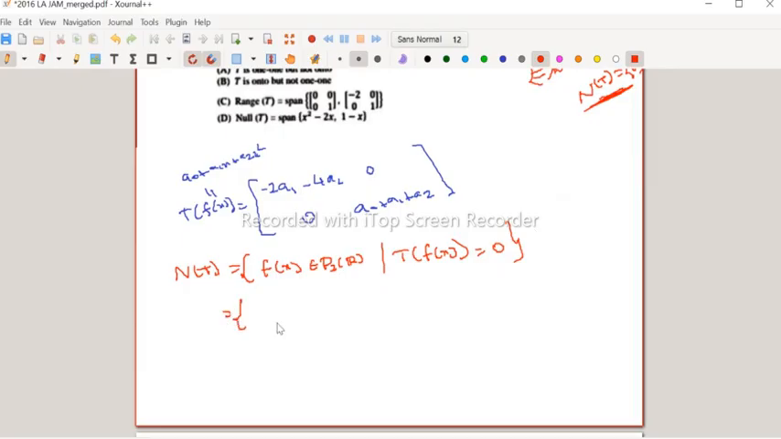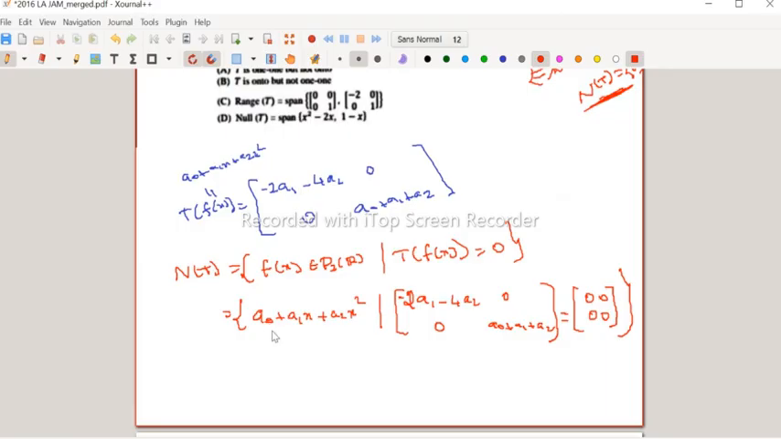Okay, so here we don't know what f(x) is, therefore we take a general f(x) = a0 + a1x + a2x². Now what is T(f(x))? By the definition, this is f(0). Directly I can write this one, right? So f(0) minus f(2) is nothing but minus 2a1 minus 4a2, 0, here 0, and here a0 + a1 + a2 should be the 0 matrix. 0 means here the 0 matrix, therefore 0, 0, 0, 0.